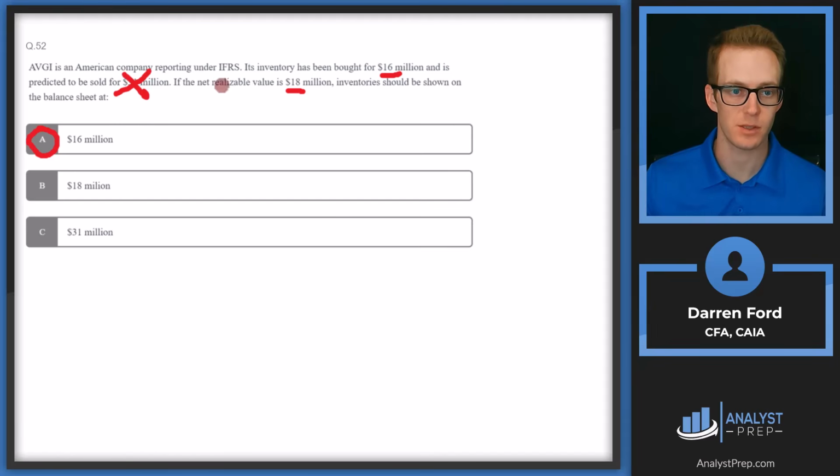This 31 is completely irrelevant here. If these were flipped, if it was inventory bought at 18 and net realizable value at 16, it would still be 16 million. We're picking the lower of these two in every scenario for IFRS. Answer A.